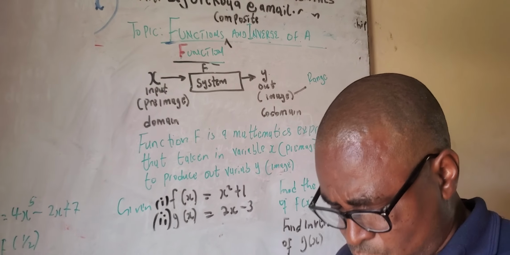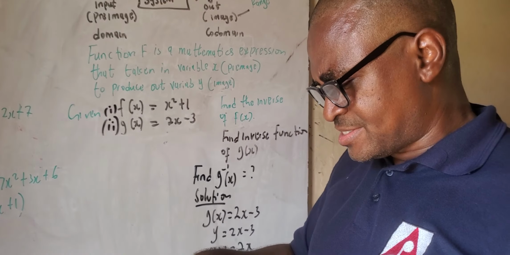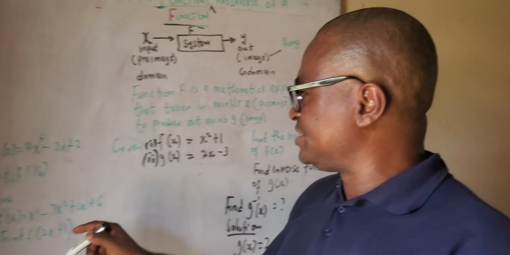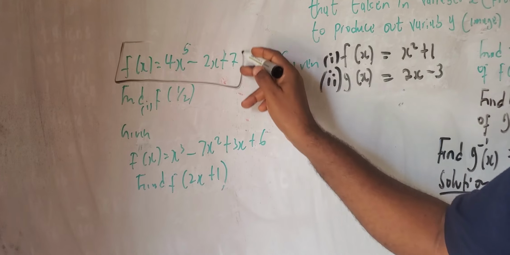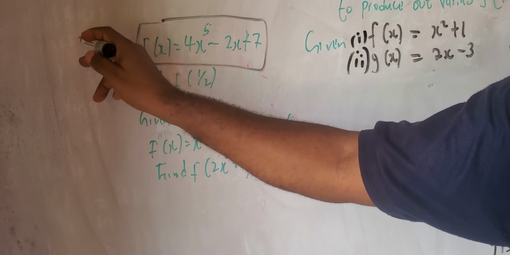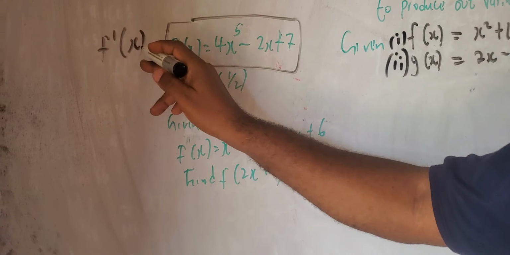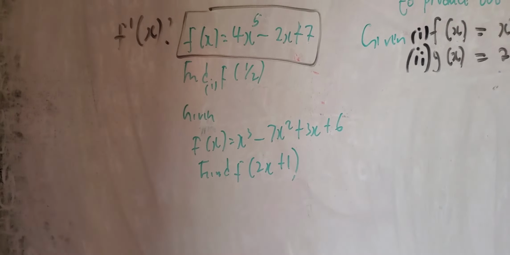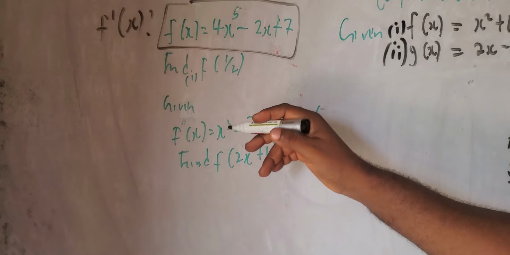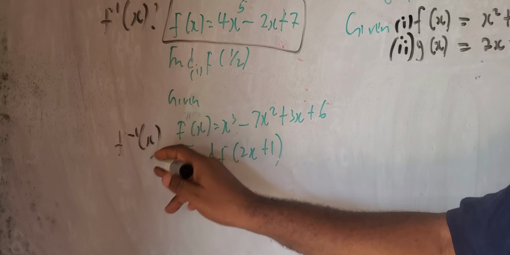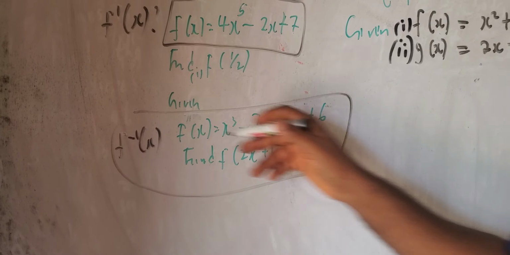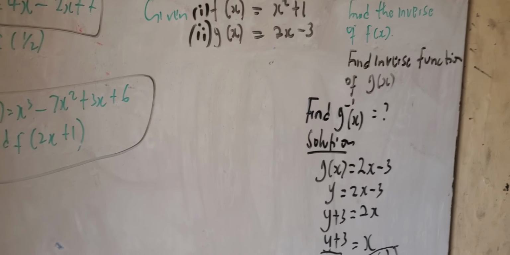So before we go, I will give you an assignment here. You are given this and this particular function. Find the inverse using the same process that we did here. So this one too, find the inverse. That's your assignment using the same process that we have here.